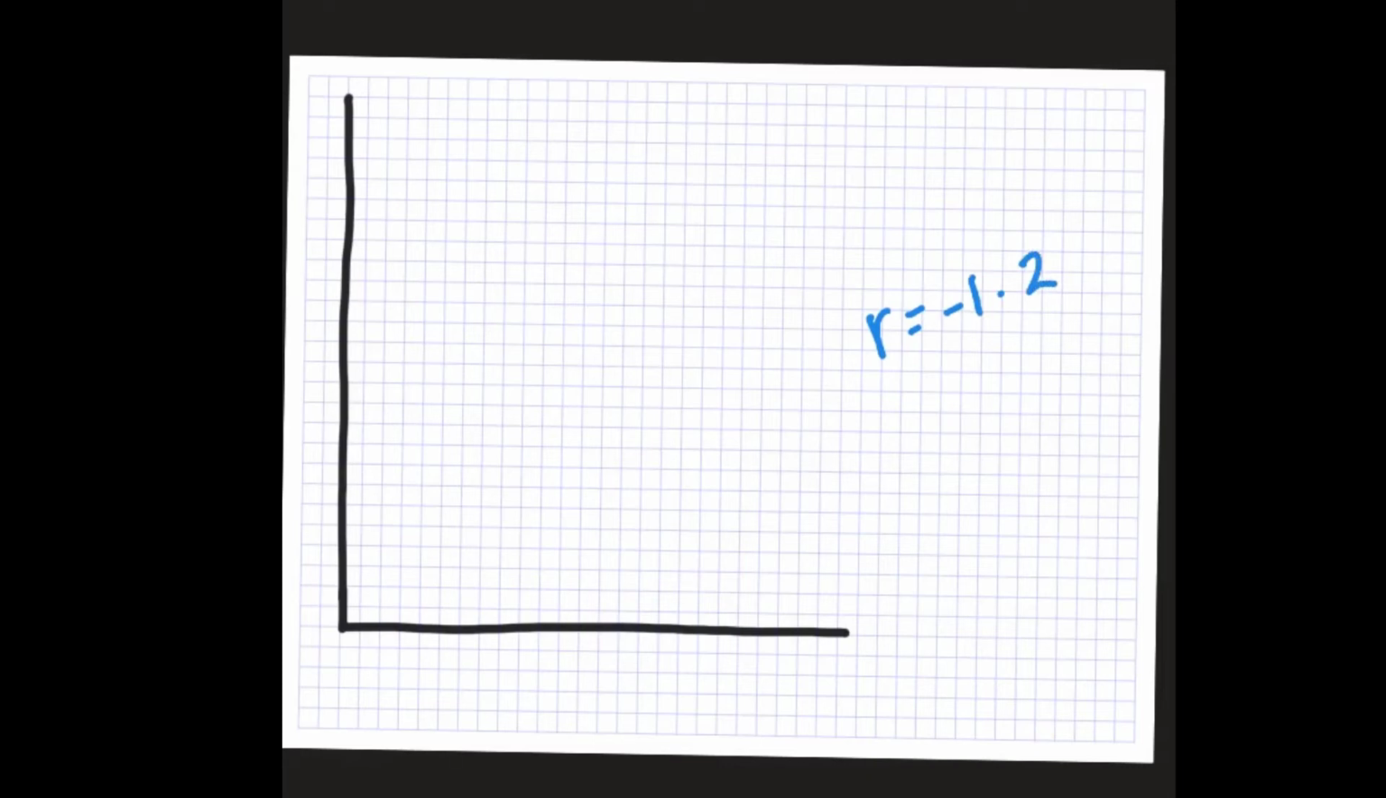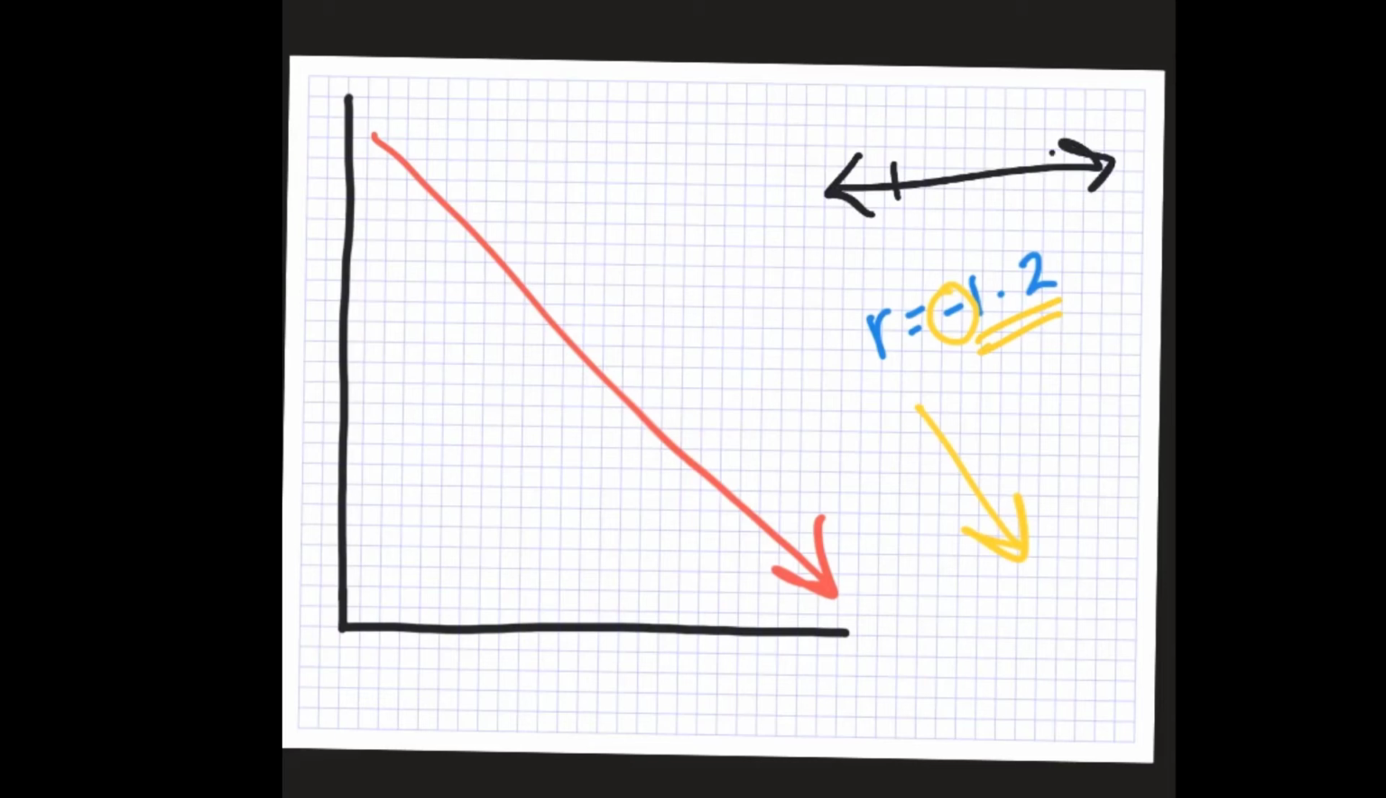All right, finally, we are going to plot a correlation coefficient of r equals -1.2. So the first thing you'll notice here is that we're in the negative, so our line is going to trend downward from left to right. Next, you'll notice the number that we have here is on the higher end.